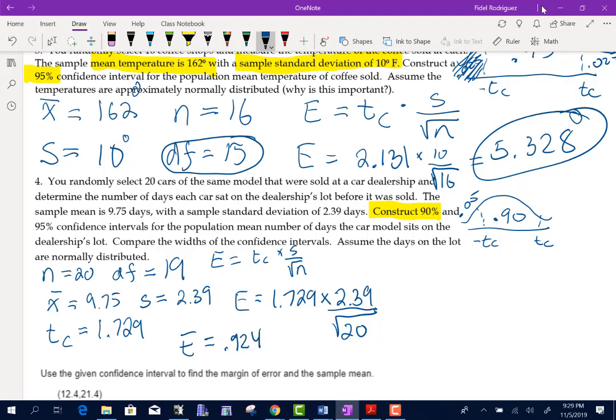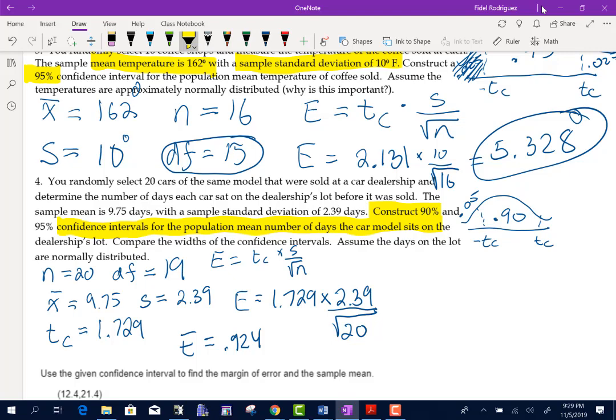Now, what is it asking me to do? We did construct a 90%. I want to make sure, I'll get to the 95 in a little bit. We want to find the 90% confidence interval. So I got my error to be that.